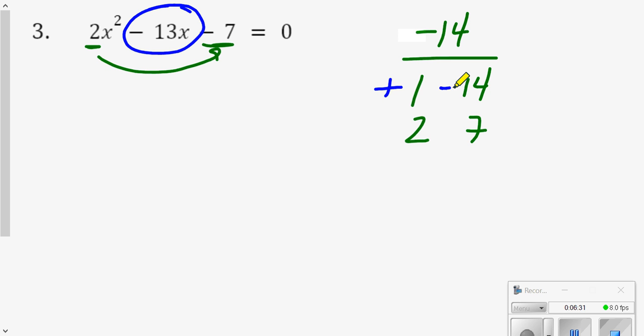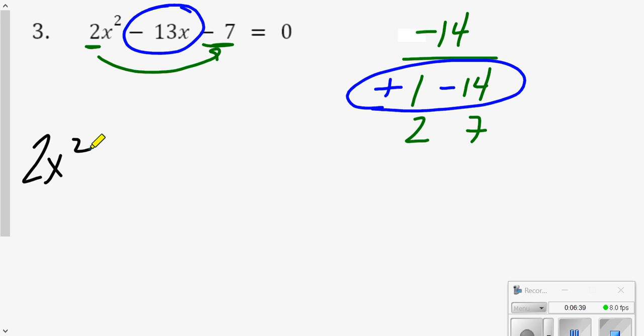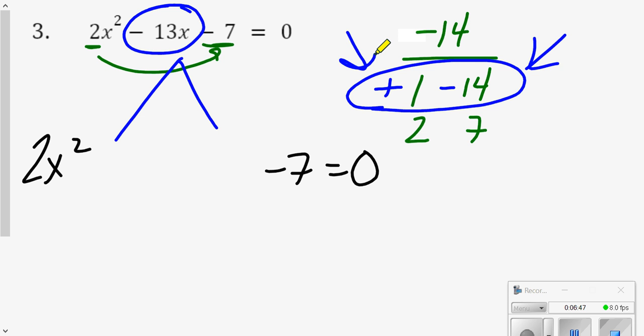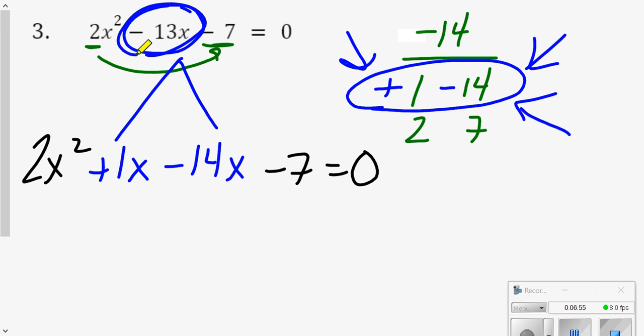The way that you would do that is to assign signs like this, and then you're going to split the middle term. It's a very descriptive name. You're going to keep the front and the back, and then you're going to take that middle term and split it the way that this part indicates. So 1x minus 14x is the same as having negative 13x. Then you factor by grouping.